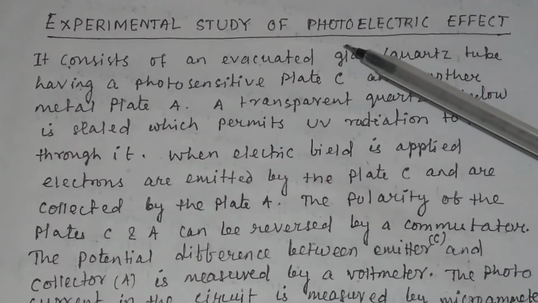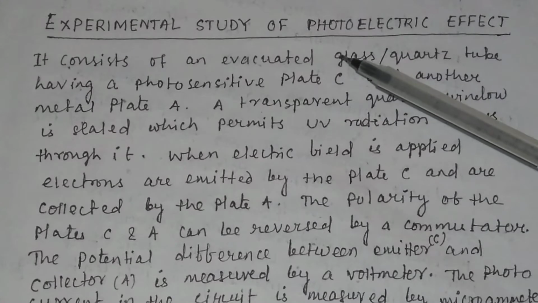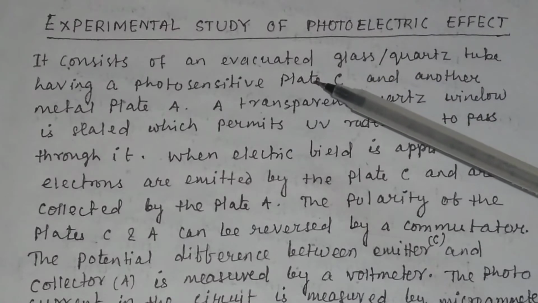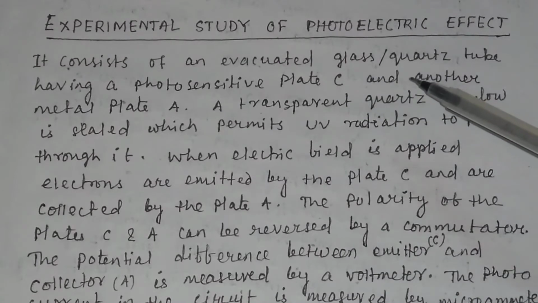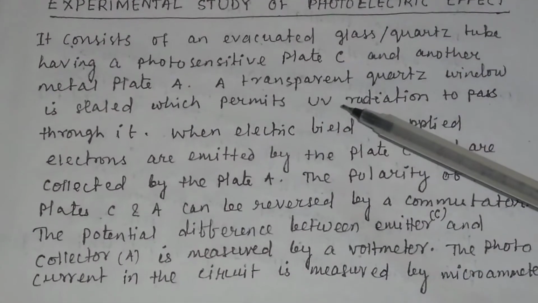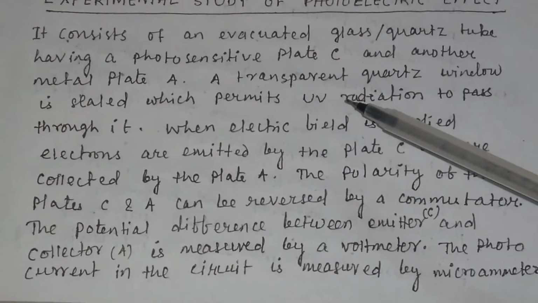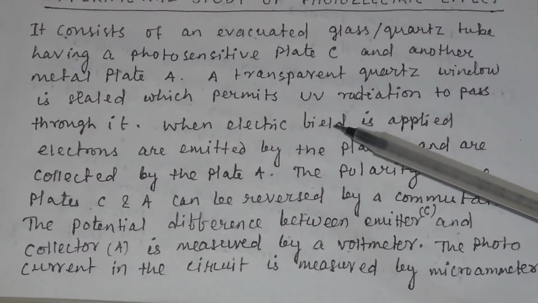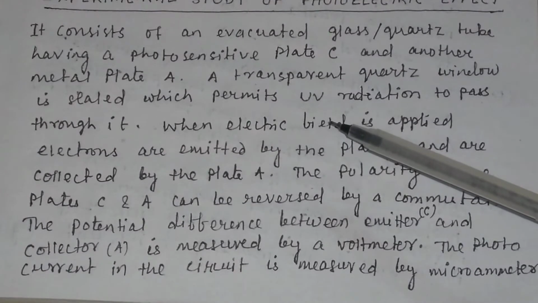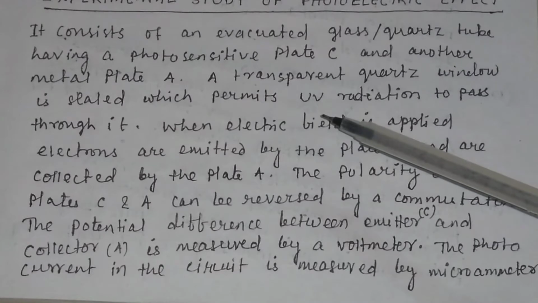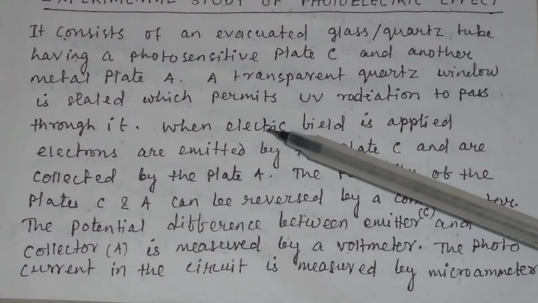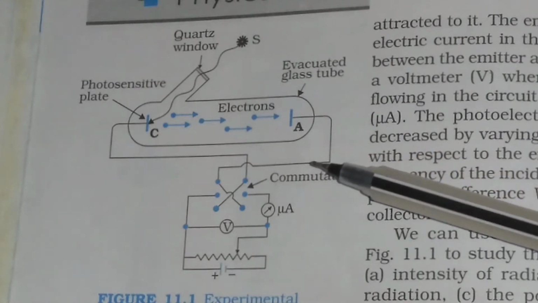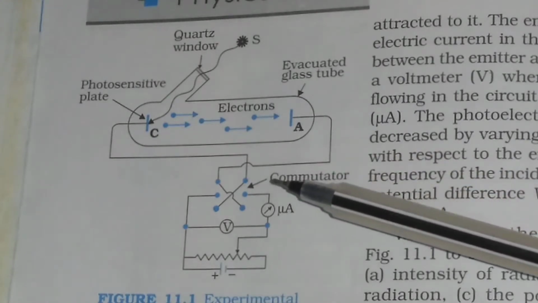Experimental study of photoelectric effect. The photoelectric effect experiment consists of an evacuated glass or quartz tube having a photosensitive plate C and another metal plate A. A transparent quartz window is sealed, which permits UV radiation to pass through it. This is the experimental arrangement to study the photoelectric effect.